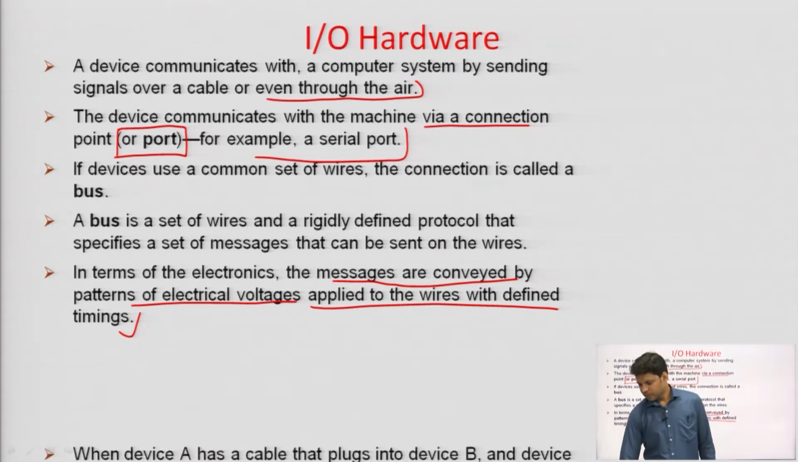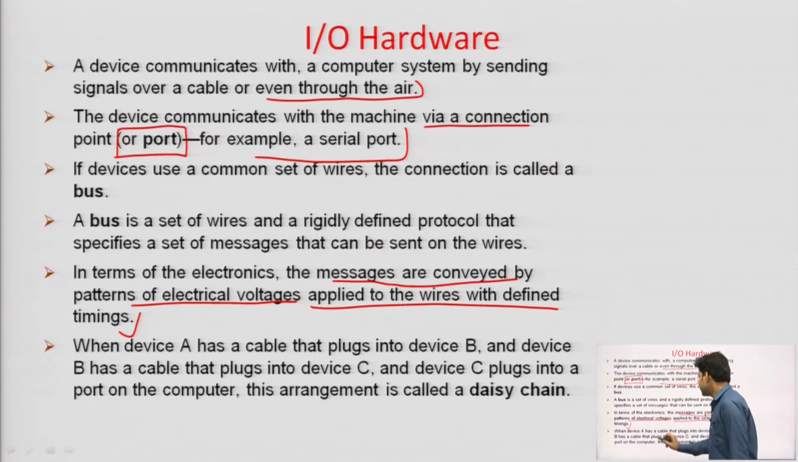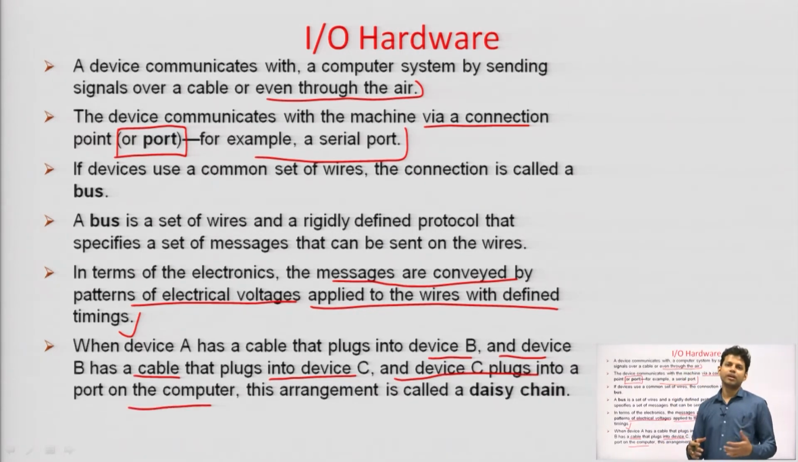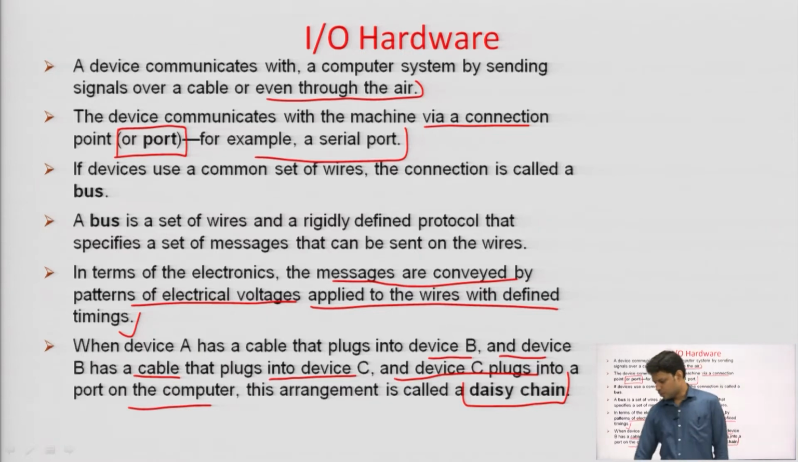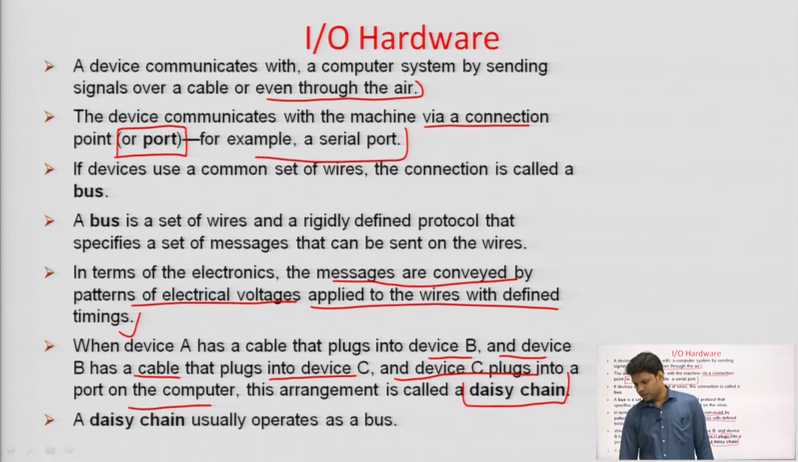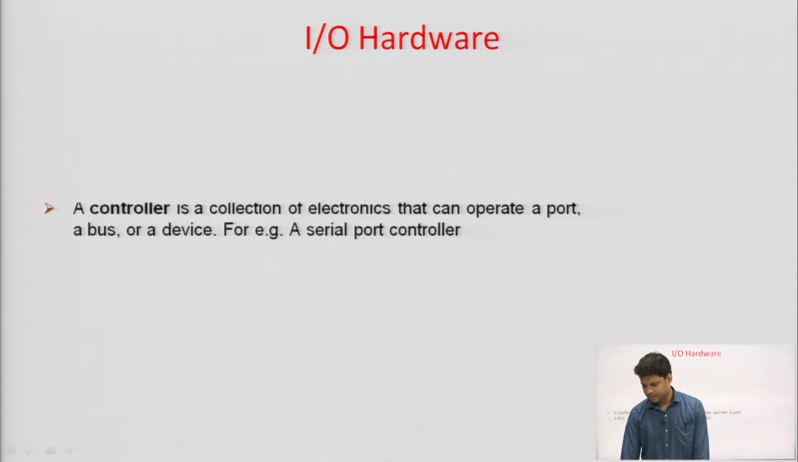Now when device A has a cable that plugs into device B, for example, and device B has a cable that plugs into device C, and device C plugs into a port on the computer, this arrangement is called the daisy chaining method. So what is a daisy chain? A daisy chain is just an arrangement of how the wires are arranged. A daisy chain usually operates as a bus.